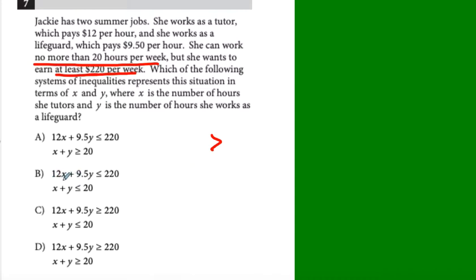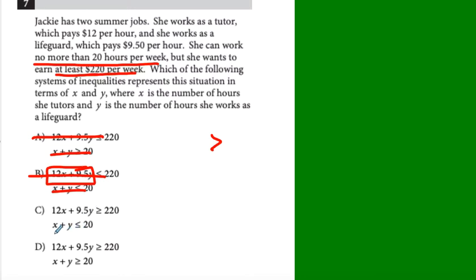So she wants to make at least 220. So she wants this amount to be greater than or equal to 220. So that means I'm going to get rid of B and I'm going to get rid of A because we don't want it to be less than 220. We want it to be greater than 220. All right, so that helped me get rid of 2.